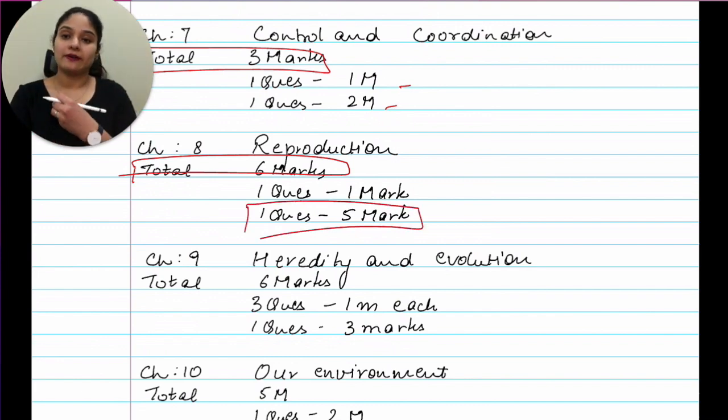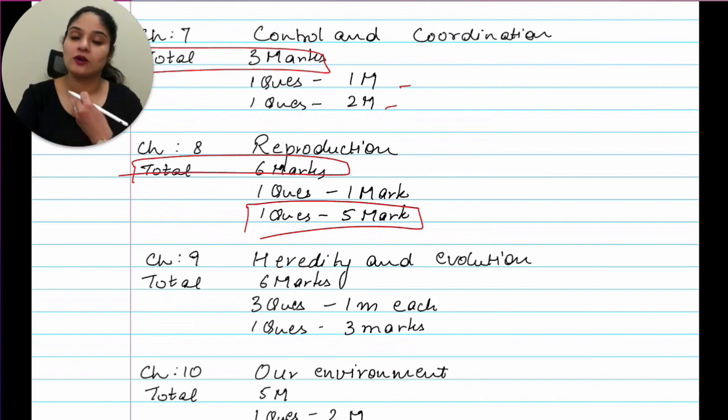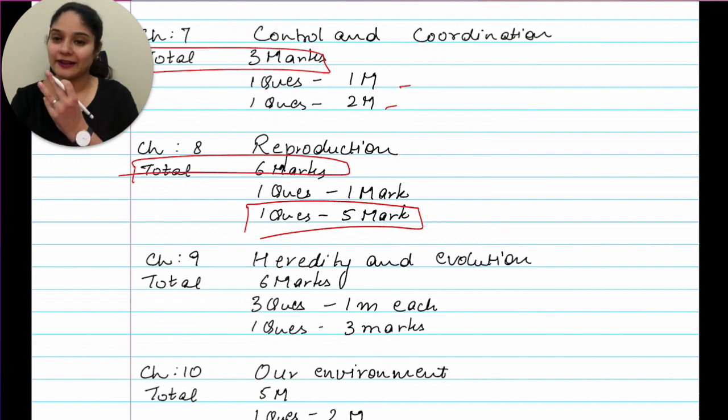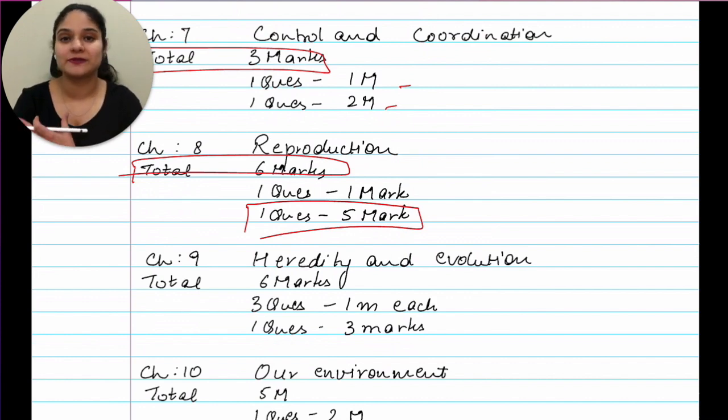So 1 diagram based question will always come from reproduction. So make sure that you study this chapter well, and specifically all the diagrams, the marking, the importance of various parts and glands, and understanding the entire concept.